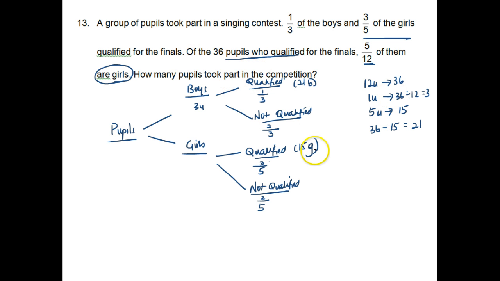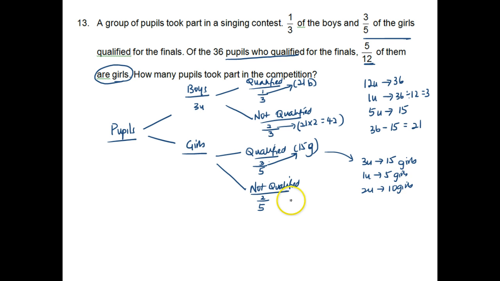How many pupils took part? So now I know that 1 unit is my 21 boys. 2 units will be 21 times 2, which is 42, who did not qualify. How about the girls? 3 units is my 15 girls. So 3 units, I look at for my girls. 3 units is my 15 girls who qualified. 1 unit, 5 girls. 2 units, 10 girls. So this will be 10 girls.